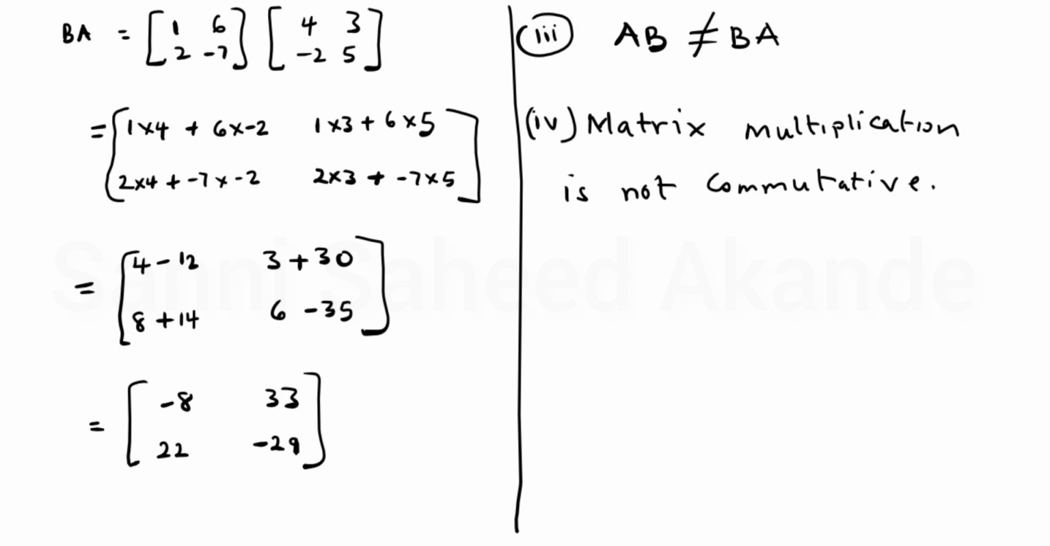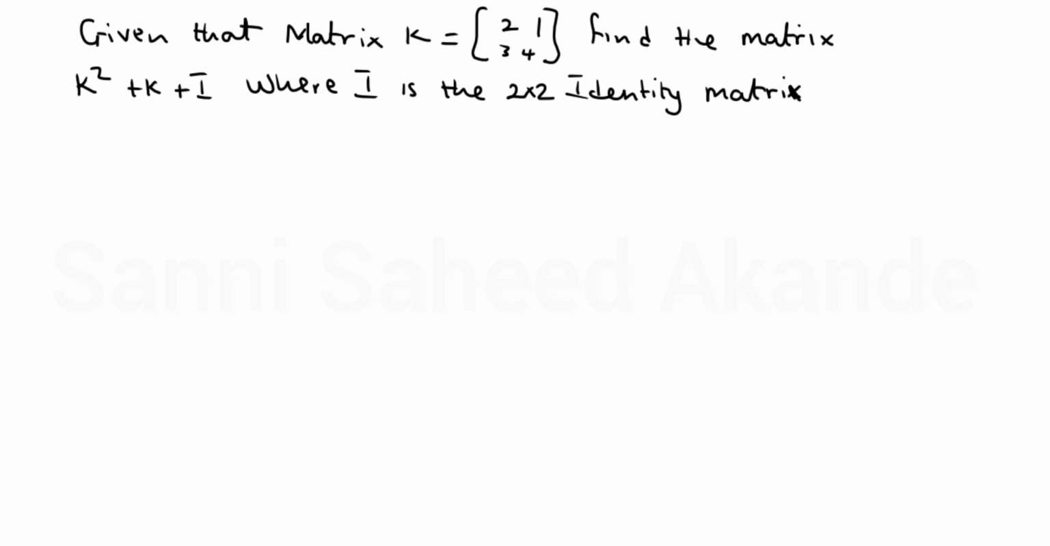Now let's take a look at this last question for today. The question says, given that matrix K equals what you are seeing on the screen, find the matrix K square plus K plus I, where I is the 2 by 2 identity matrix. Okay, solution. So by now we should know what the 2 by 2 identity matrix is all about. While we were looking at addition and subtraction of matrices, we discussed that. Okay, so solution. Let's first of all find what K square is.